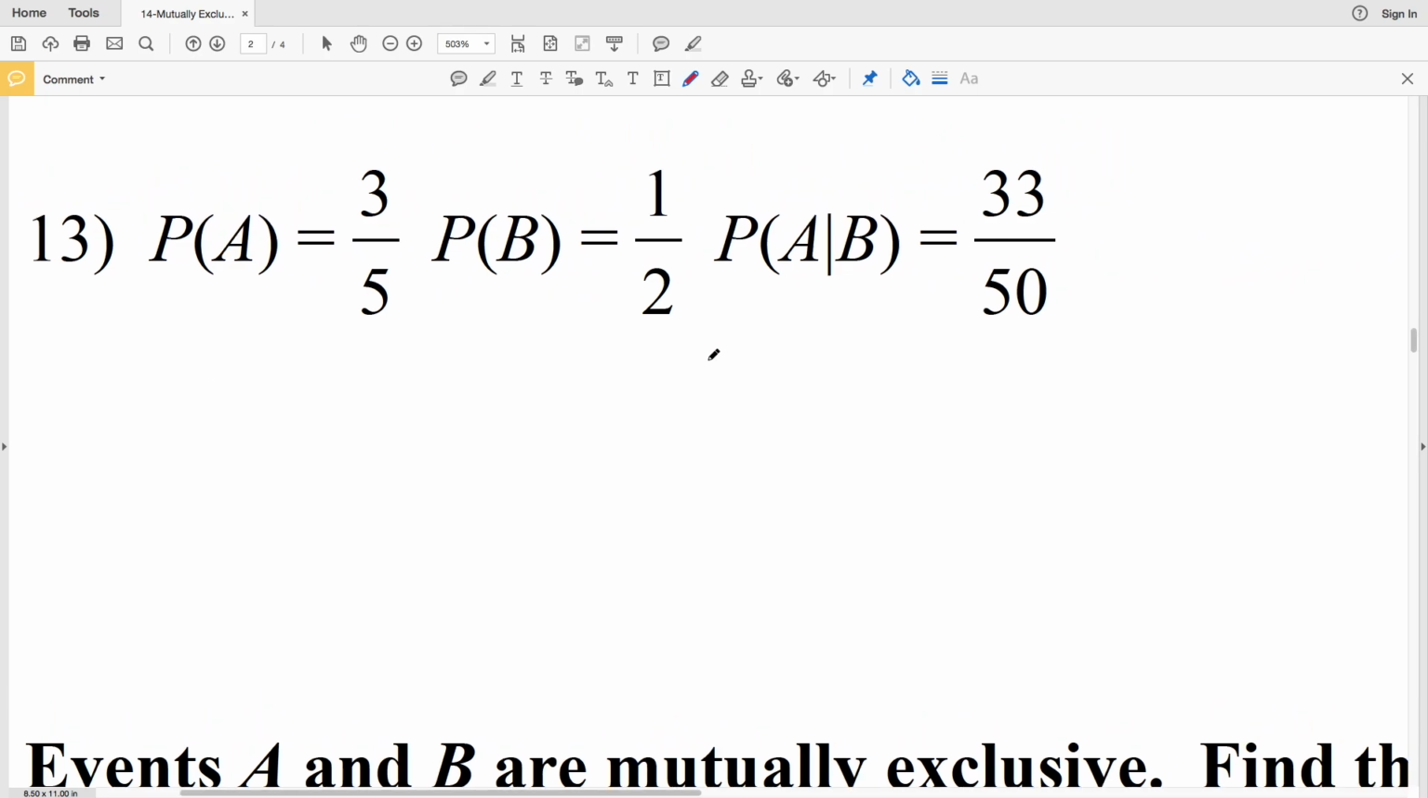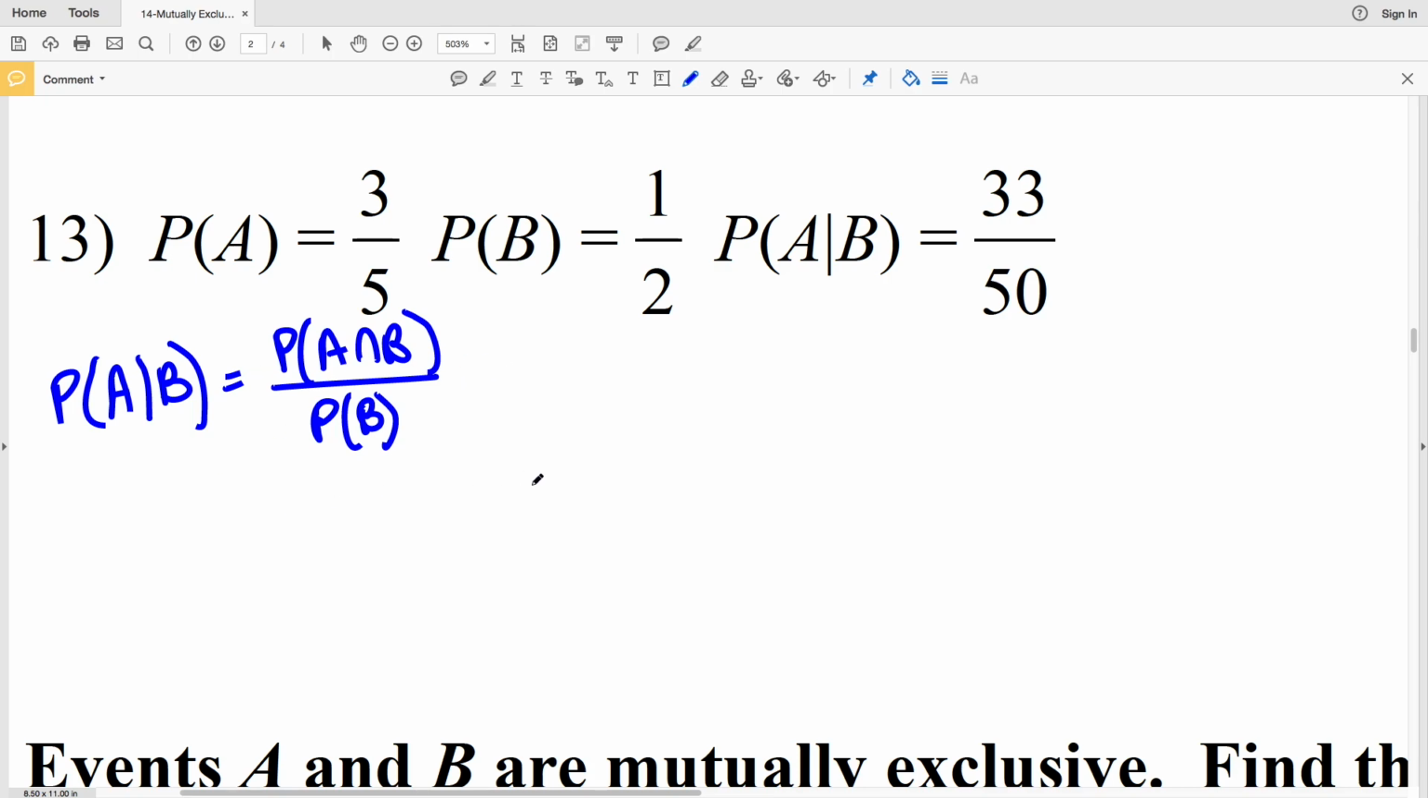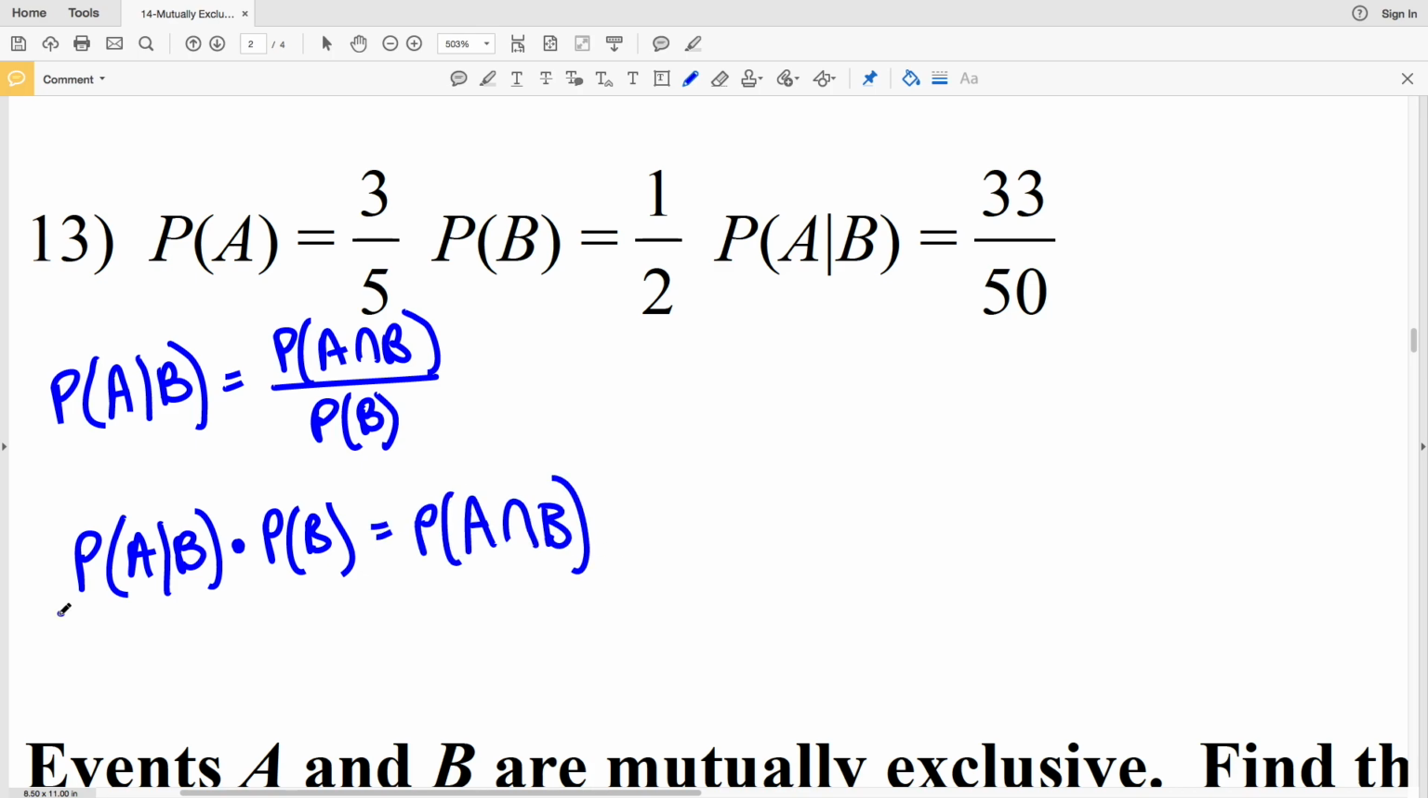In number 13, they give us the probability of A, the probability of B, and they also give us the probability of A given B. Now remember, the probability of A given B equals the probability of A intersection B divided by the probability of B. So if I multiply both sides by the probability of B, I can say that the probability of A given B times the probability of B equals the probability of A intersection B. So if the probability of A given B times the probability of B equals 0, then the events will be mutually exclusive. If it does not equal 0, then they will not be mutually exclusive.